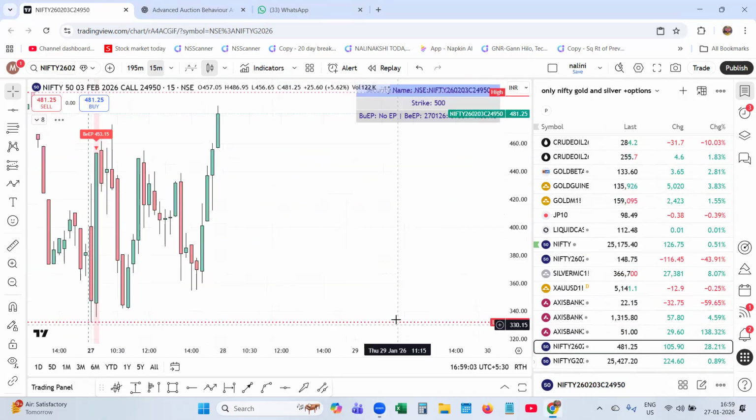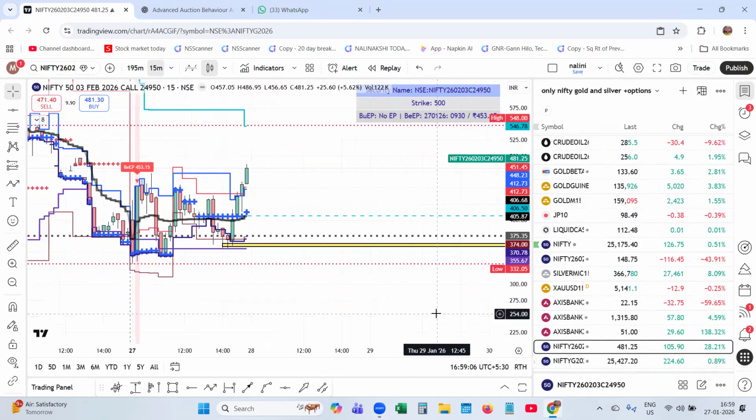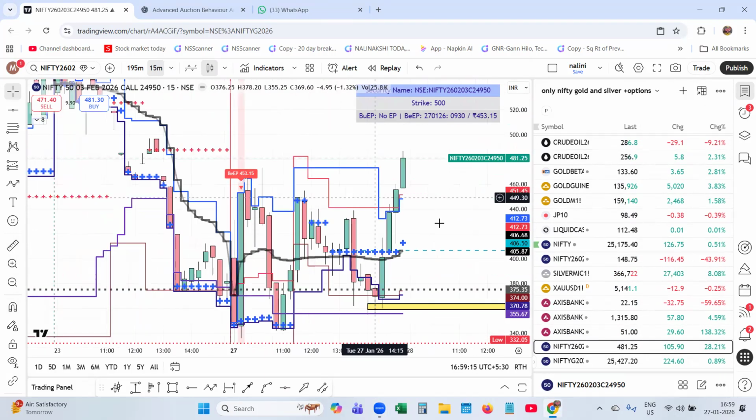25,000 call option, 25,950 call option, I had it even on this. The last 15-minute candle is showing expansion. Expansion here.